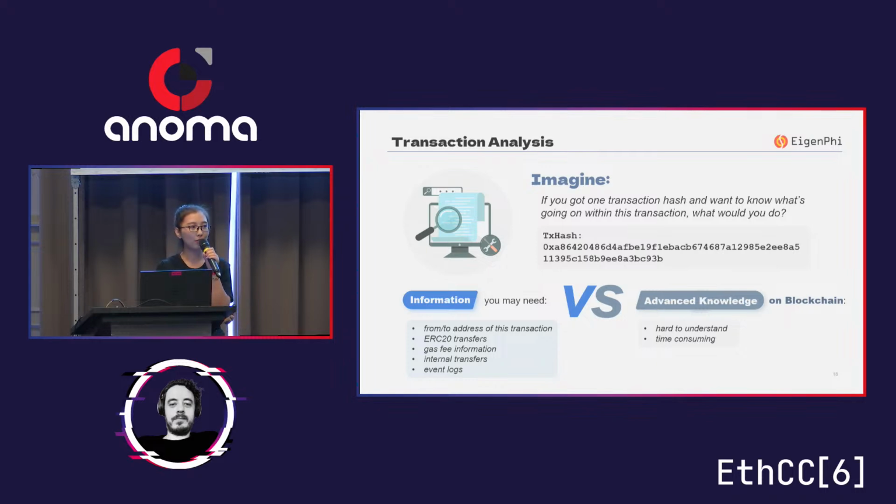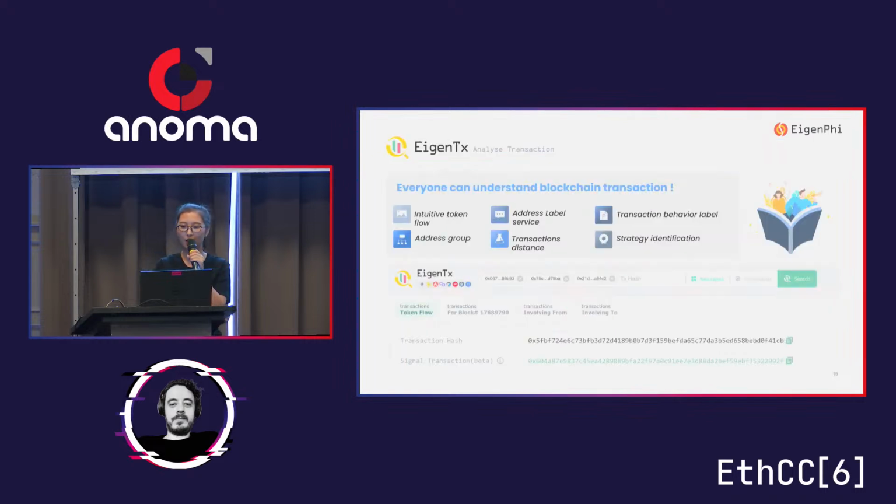However, decoding this kind of information requires advanced knowledge of the blockchain, and it is hard to understand. Also, decoding the information is still time-consuming. We believe everyone can understand blockchain transactions. So if we can get a transaction analysis tool with features like intuitive token flow, an address label service, the transaction behavior label, the address group, the measure of the transaction distance, and also the strategy identification, this is where EigenTX could provide help.